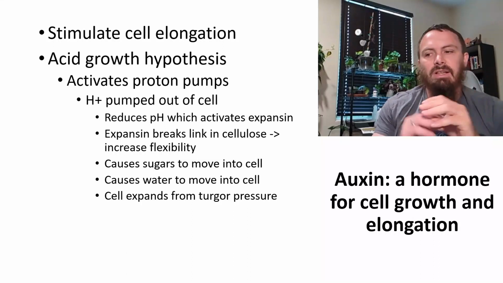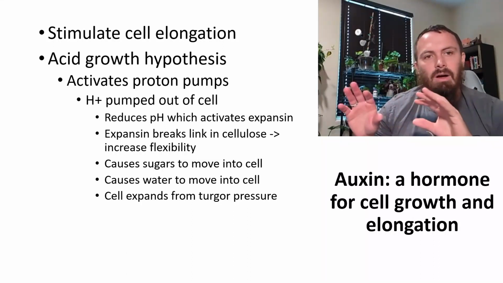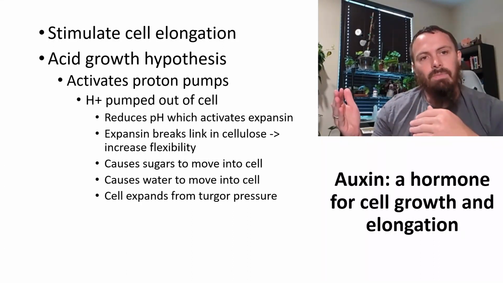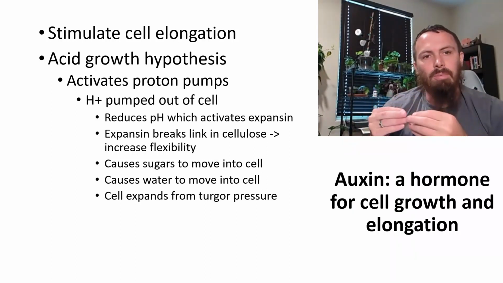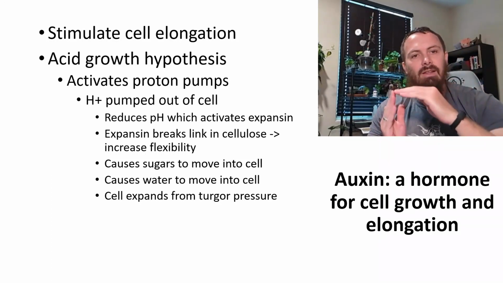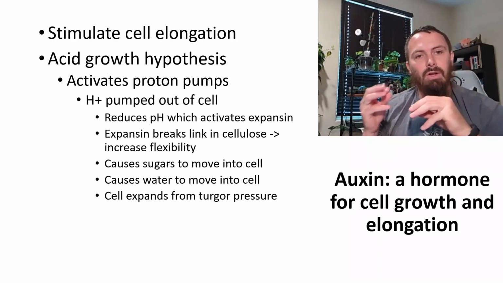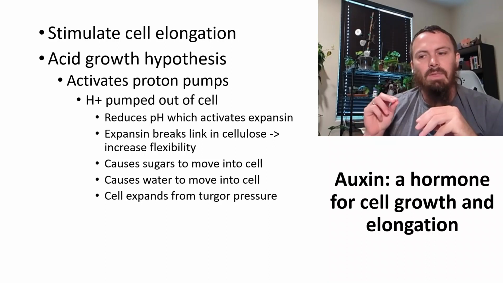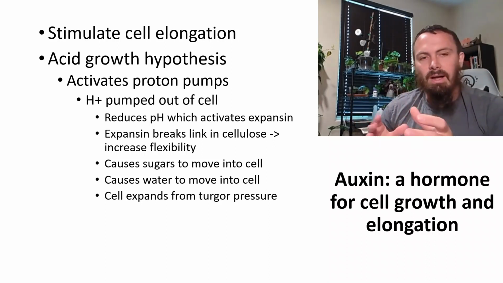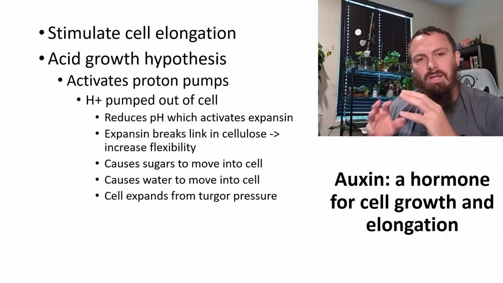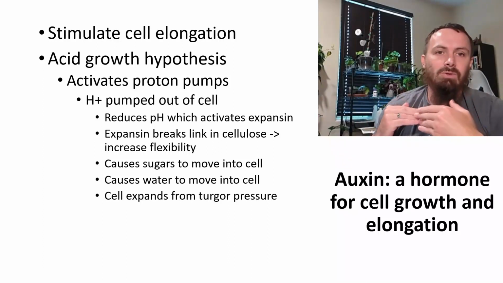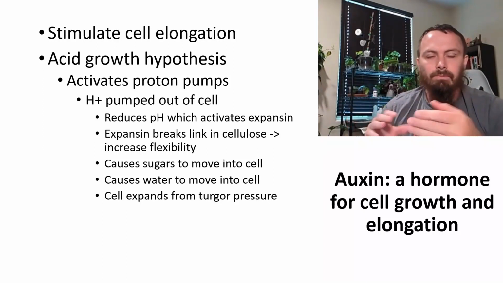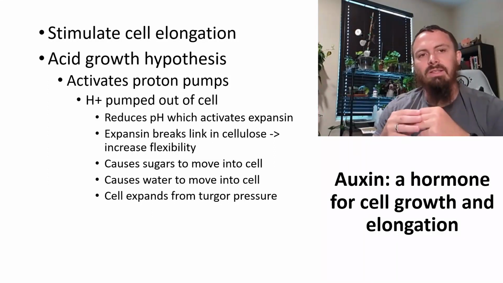And expansin is basically going to break the hydrogen bonds in the cellulose of the cell wall. Now, when you break those hydrogen bonds, the cell wall becomes more pliable. So it becomes more flexible, which allows the shoot to start to bend over. You've increased the flexibility of one side. Now, along with that, when you break the cell wall down a little bit, basically make it more flexible, you allow more stuff to diffuse into it, particularly sugars. So more sugars start to go into the cell.